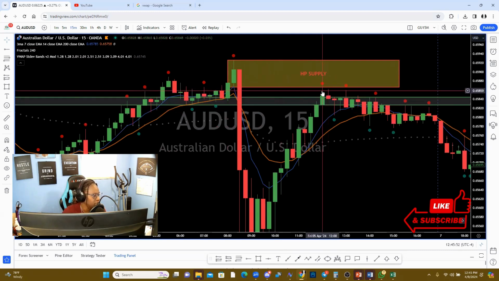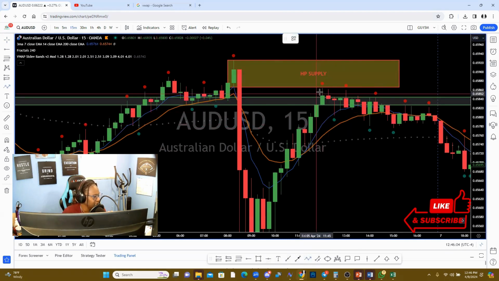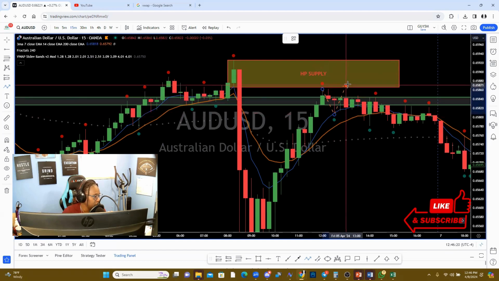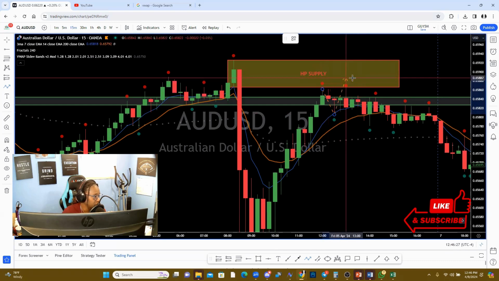Now, I am not going to enter aggressively here. No. Neither am I going to enter on the break of candle here. Absolutely not. Because now, for me, when I enter here or on the break of candle, the moving average is going to stand as support against my trade. And that means price could tap the moving average and bounce up to stop me out. If you keep your stops low, you're going to be stopped out.